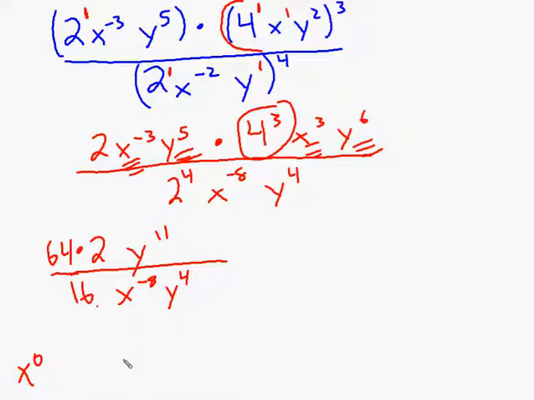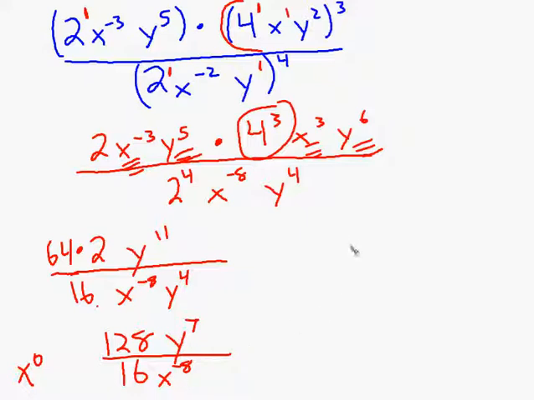Okay, now what do we do? The quotient rule. And we might as well do 64 times 2, right? What's 64 times 2? 128. That x to the negative 8 doesn't do anything, but what about these y's? What do we do with those? Subtract them. And I'll get a 7. 11 minus 4 is 7. Where do I put it? Is it on top or bottom? Top. Whenever I do my quotient rule, it's on top.